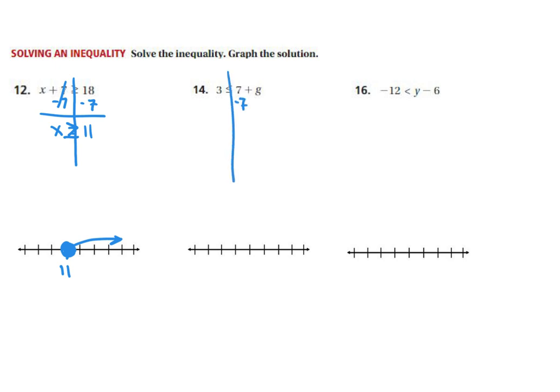We will take away 7 from both sides. We're left with G, and 3 minus 7 is negative 4. So we'll plot the point negative 4. It is a filled in circle, and it goes to the right.